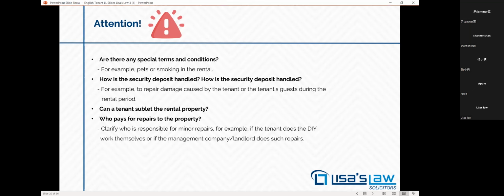Next one would be who pays for the repair. Like I say, minor repairs, who pays for it, whether you're allowed to do DIY. Usually in the standard AST, it will be stated that if there are any repairs required, you have to inform the landlord or management company, because the landlord will usually carry out such repairs. But sometimes we do see landlords asking the tenant to pay out of pocket and then they will reimburse the tenant. So it's not rare.